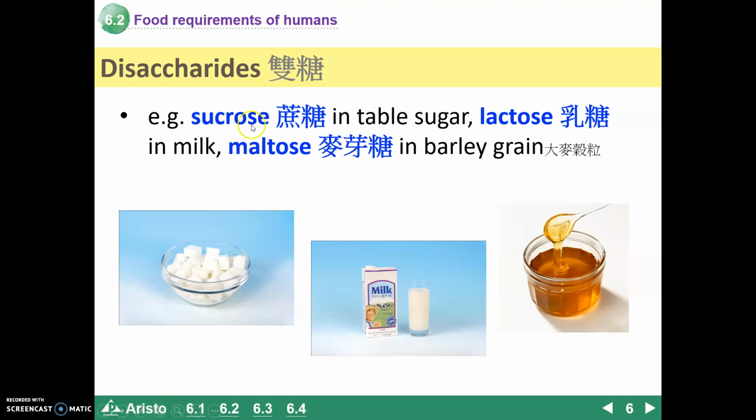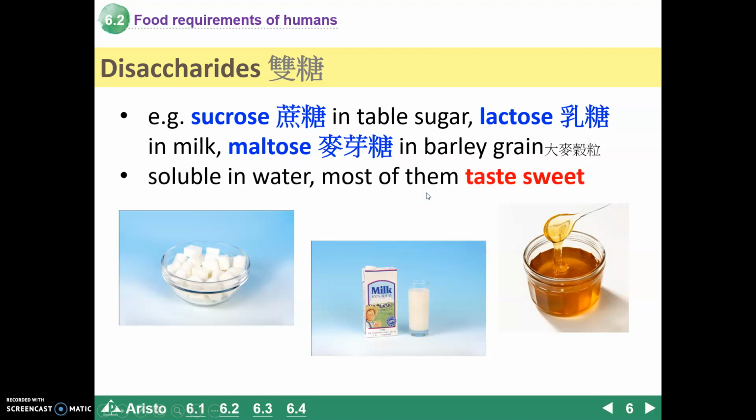They are sucrose in table sugar, very sweet, tasty, and lactose, also tasty, in milk. Of course, in milk we can also find galactose, but lactose is much sweeter than galactose. And also maltose in barley grains. They are very soluble in water and very sweet, sweeter than single sugar. These are the examples of disaccharides commonly found in food.